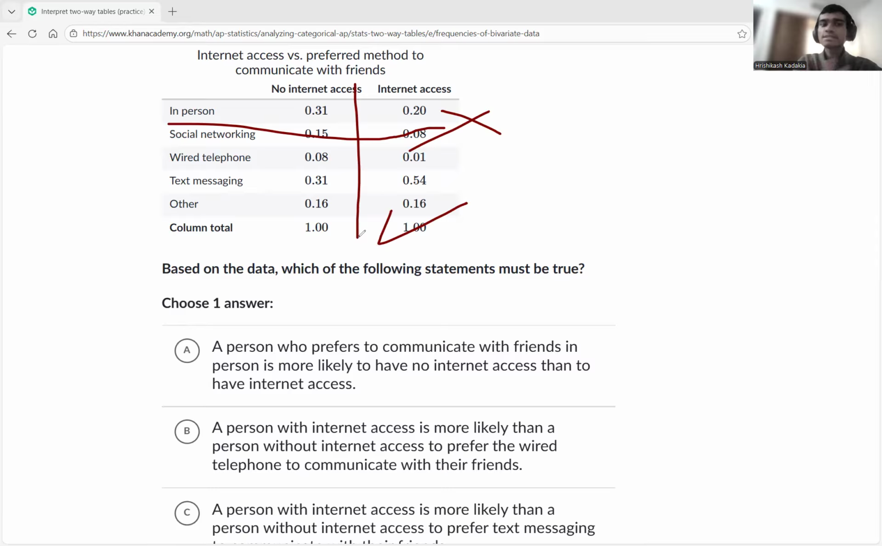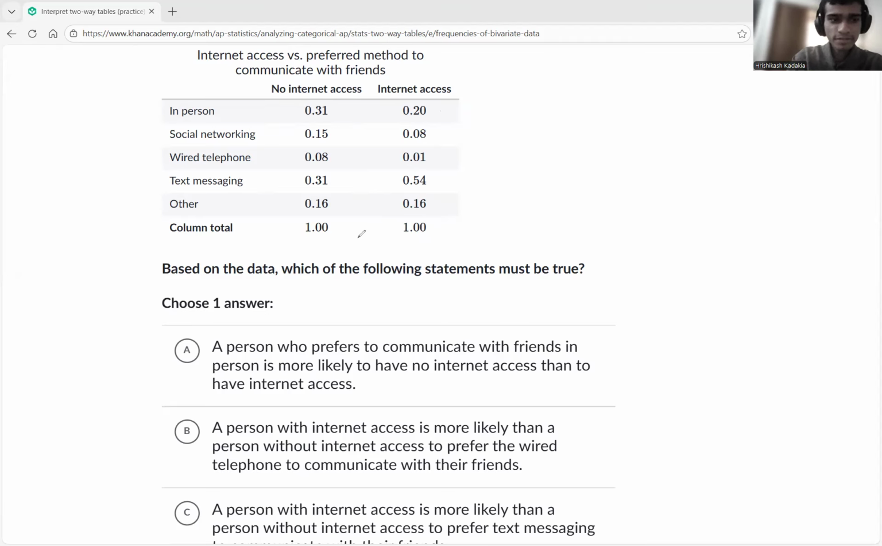A person with no internet access is this. We can say a person preferring in-person communication is going to be more likely to have internet access or not. That is not something we can include on relative. We have to include on column relative frequency. So if we take a look here, that's definitely incorrect. Actually, let me just give that takeaway here. Now, if we take the option over here, let me change the color to red.